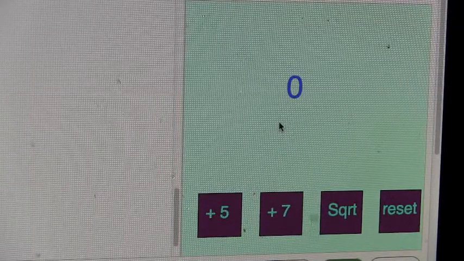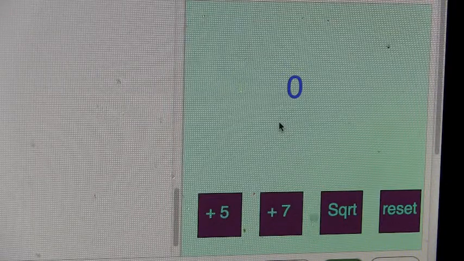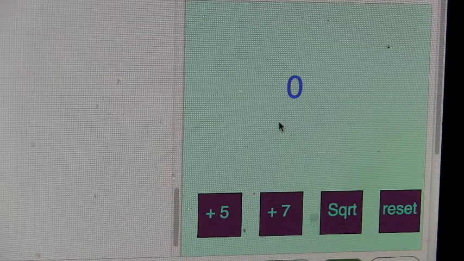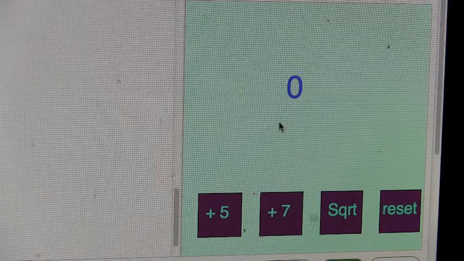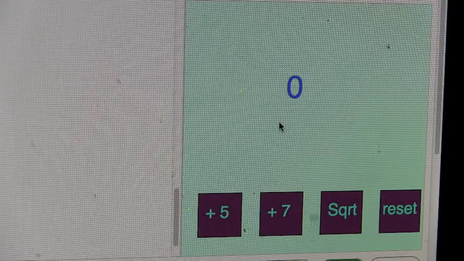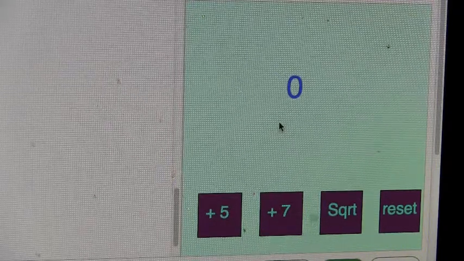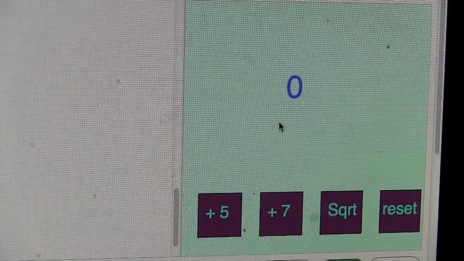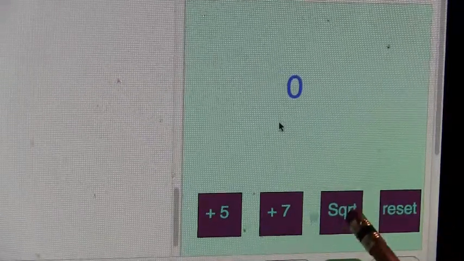Well, we already tried adding to the powers of 2, and we can't get 2 by itself. Why not? That's a good observation. Because all the numbers that you're adding are bigger than 2. Good. All the numbers that you're adding are bigger than 2, so you know you're going to have to use the square root button.